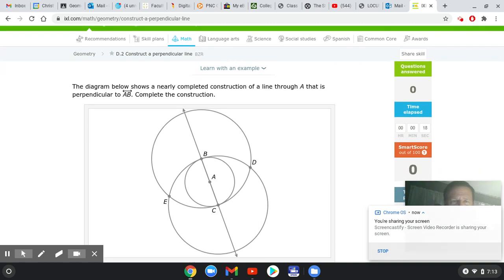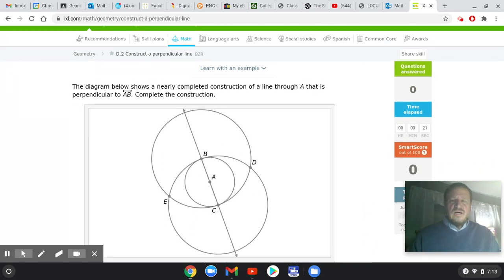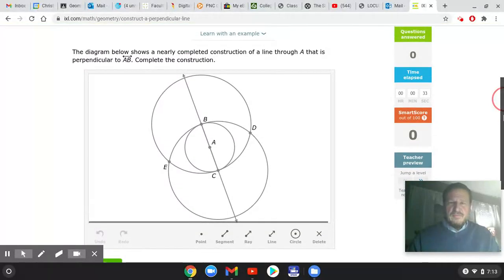Okay, guys, this is Dr. Force again. We're going to look at D2 this time. And what we're doing basically is trying to construct a line through A. Now, this is really more of a case of just working with this, and I'm not the best at doing it, so bear with me a little bit.